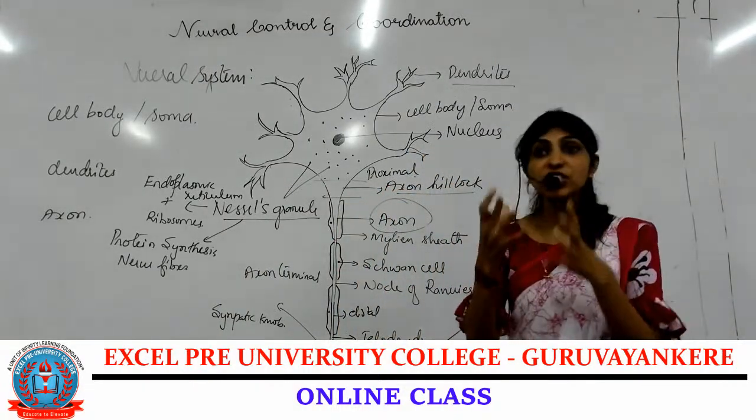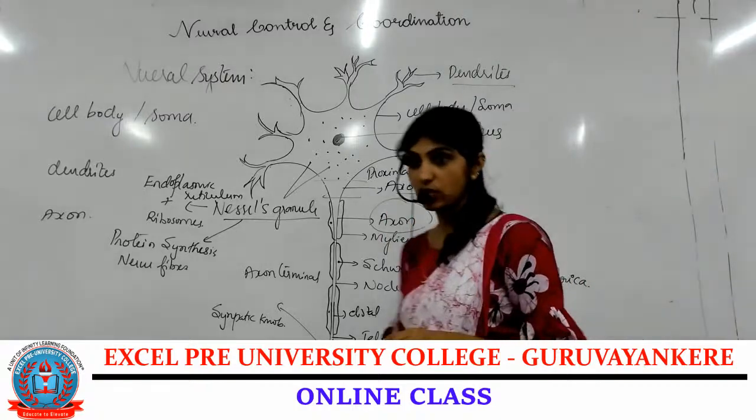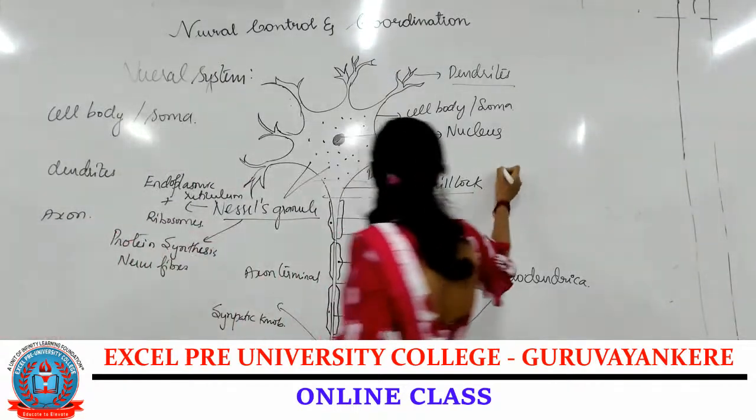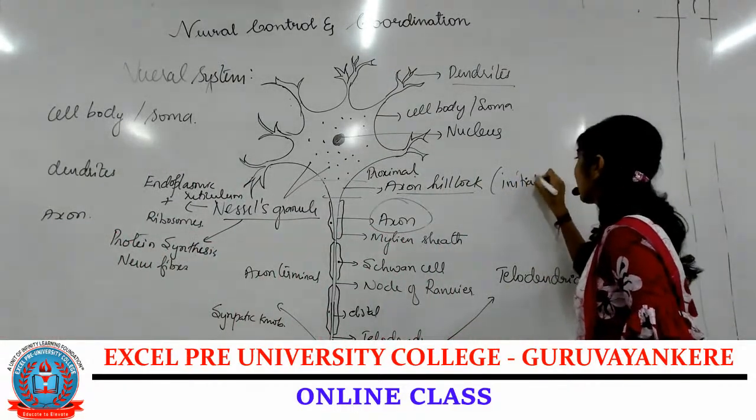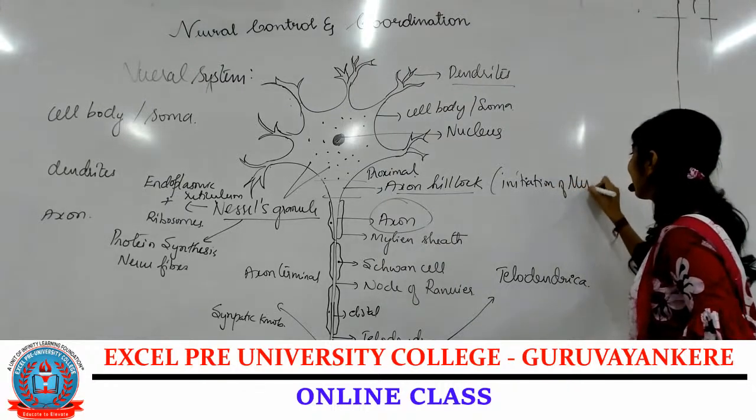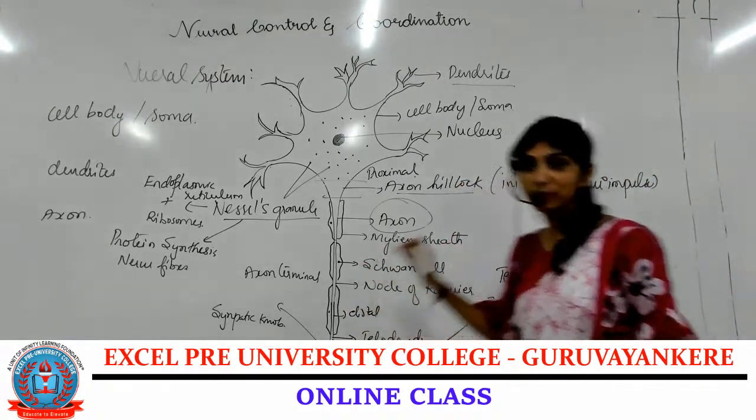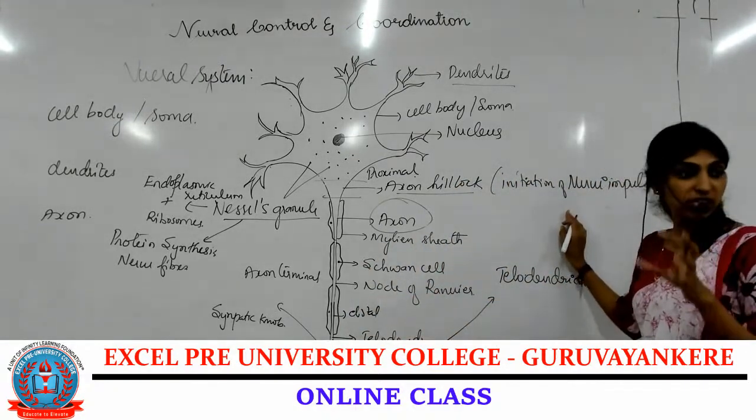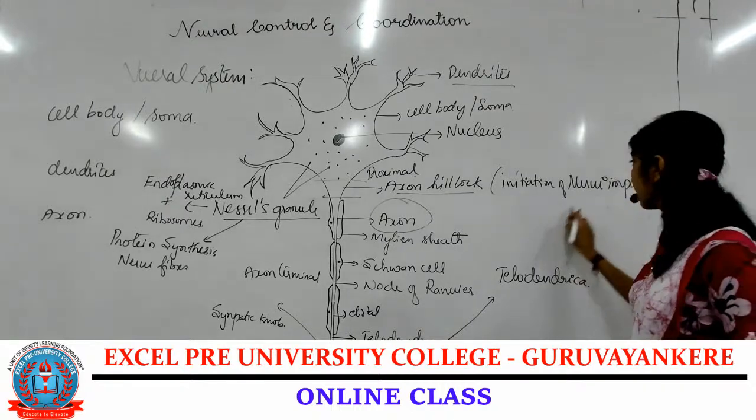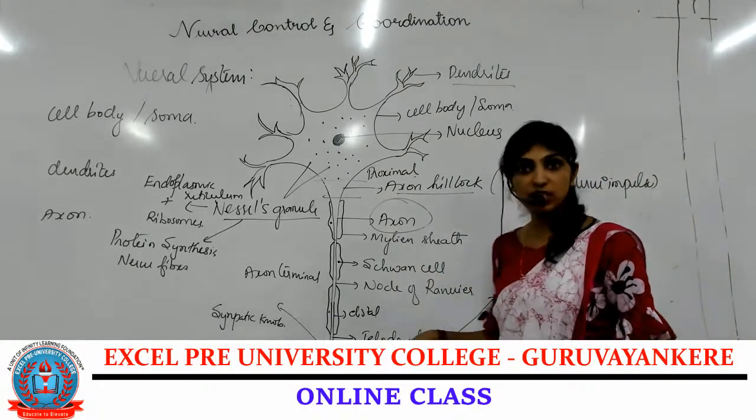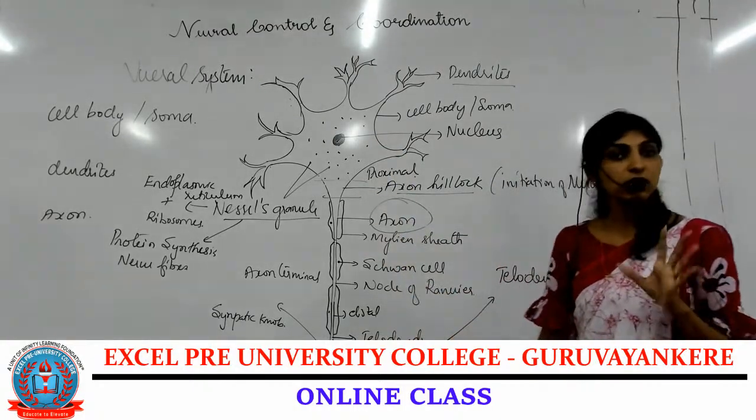Axon hillock mainly is where nerve impulse initiation happens. Initiation of nerve impulse. Clear? The axon hillock is very sensitive and initiation of nerve impulse takes place there. And away from it we have the telodendria, which carries the impulse to the axon terminal.